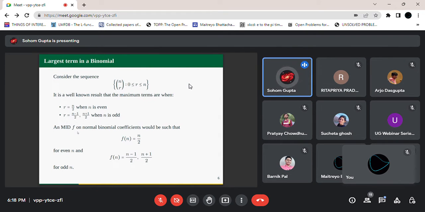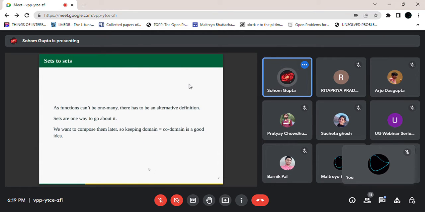So a general MID function on normal binomial coefficients would be such that f(n) equals n/2 if n is even, and f(n) equals (n-1)/2, (n+1)/2 if n is odd. Now you see a very basic problem: for some n, this MID would return two values. You can't have a function that takes one input and returns two values, because one-to-many functions don't exist. So we have to deal with them somehow.